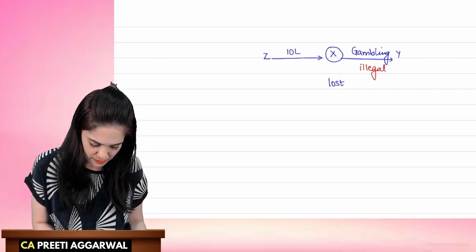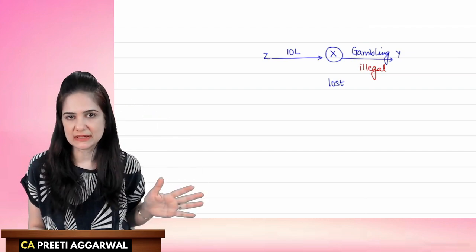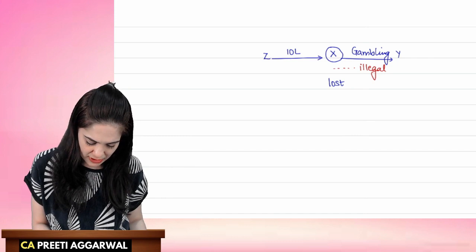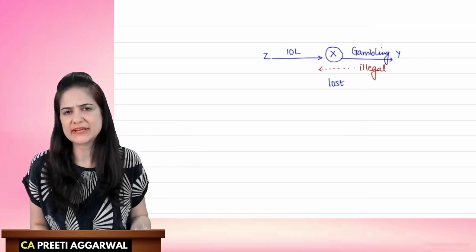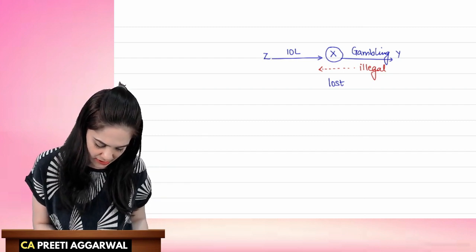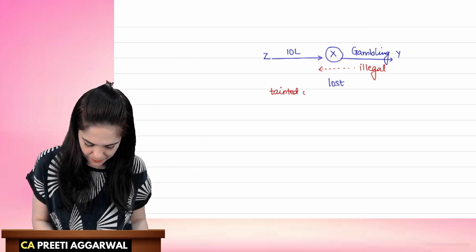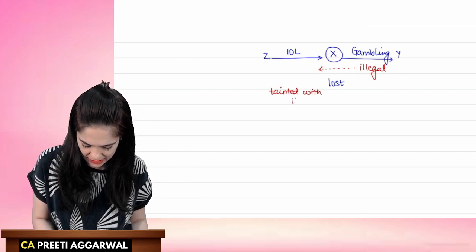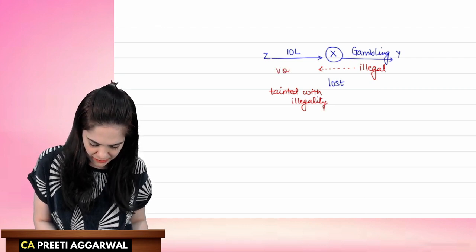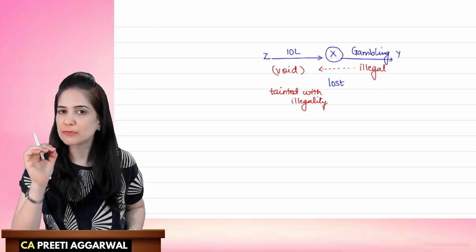So he borrowed 10 lakh rupees from Z. Now because the main agreement is illegal, the collateral is also tainted with illegality. Uspe bhi illegality ka daag lag jata hai. Okay, this is also tainted with illegality. And the agreement is void. So let us also prepare a small table.